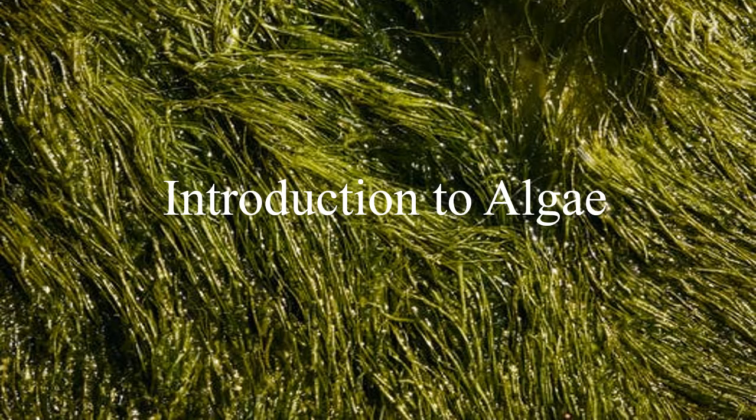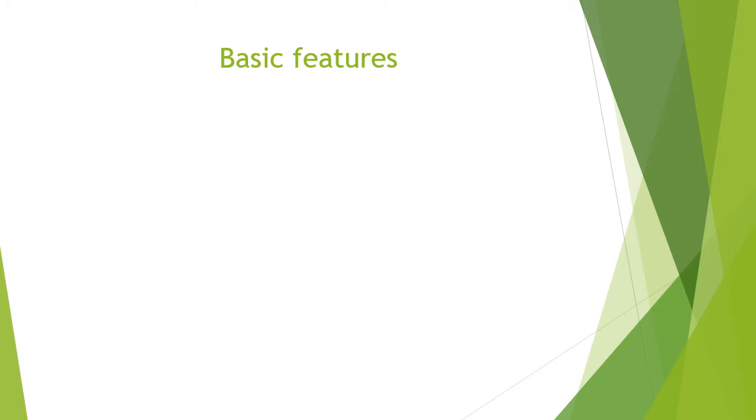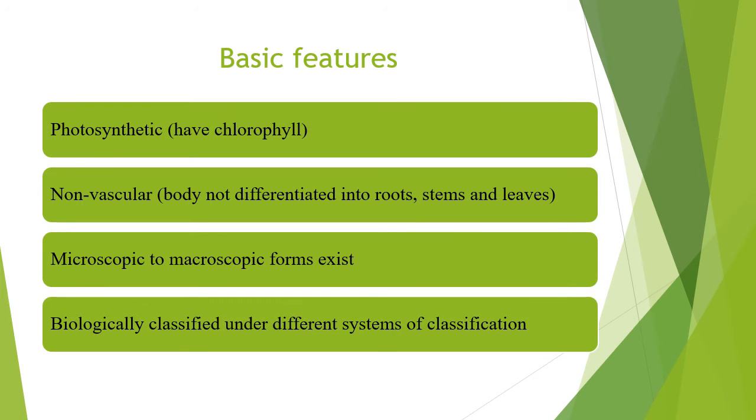As discussed in our last video, here we are today to know about the basic characteristic features of algae. The basic features of algae are as follows. They are photosynthetic, which means they have chlorophyll and they can make their own food. They are non-vascular in nature, which means their bodies are not differentiated into roots, stems and leaves like land plants, but some similar structures may be present in some of the algae. Also, they exist in a variety of forms, from the microscopic to the macroscopic nature.